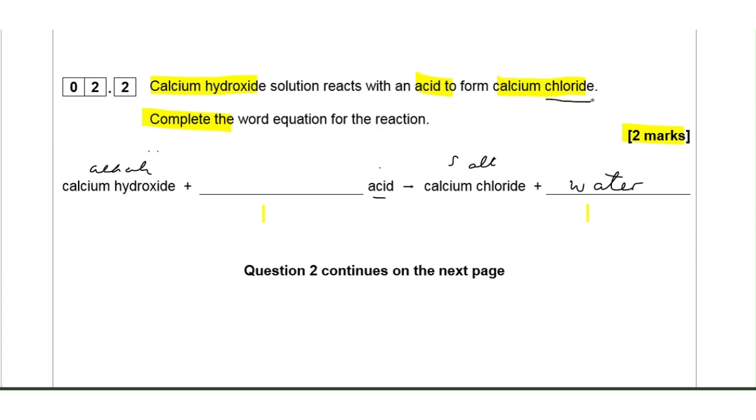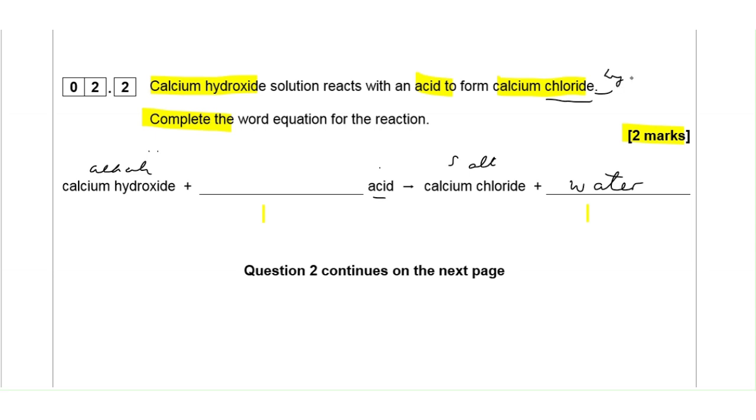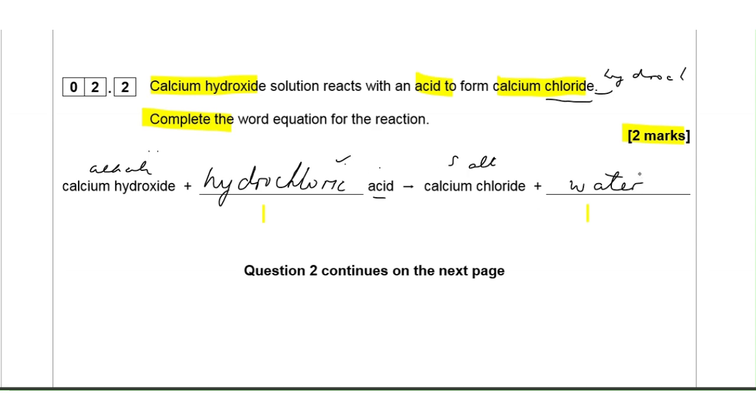To name the acid, we look at the salt, calcium chloride. A chloride is always formed from hydrochloric acid. So in the first gap, hydrochloric acid. So 1 mark for hydrochloric acid, 1 mark for water.